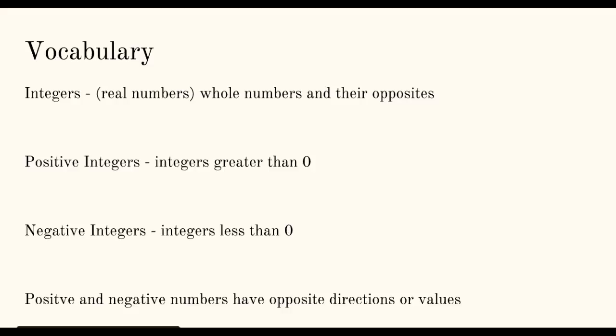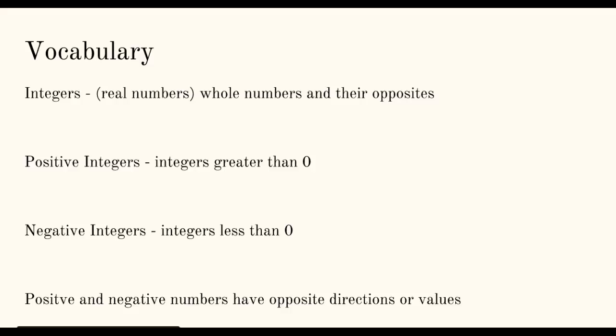We are looking at an integer unit, so let's start out with some basic vocabulary that students will need to know for integers. Integers are whole numbers and their opposites. So numbers like 1, 2, 4 are integers. Numbers like -3, -5, -7 are integers. The positive integers are all these numbers that are greater than 0. The negative integers are the integers that are less than 0.